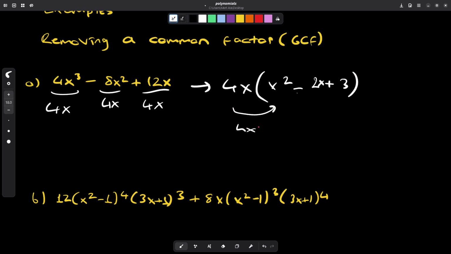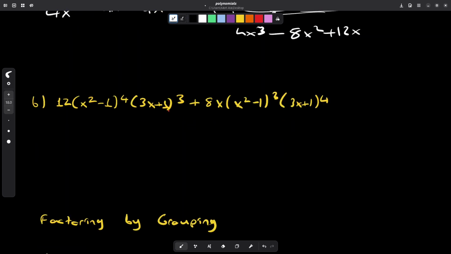This gives me 4x cubed. There's a minus already, so I put negative 8x squared plus 12x, which is equal to this. So therefore, this factoring is correct.